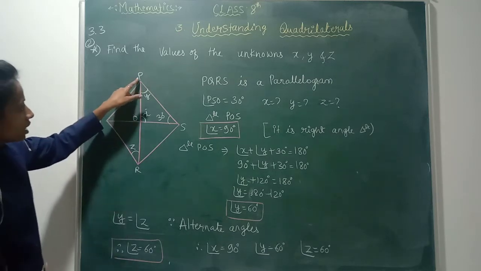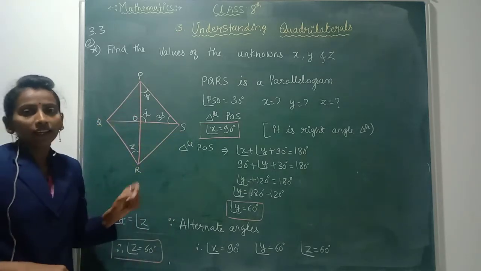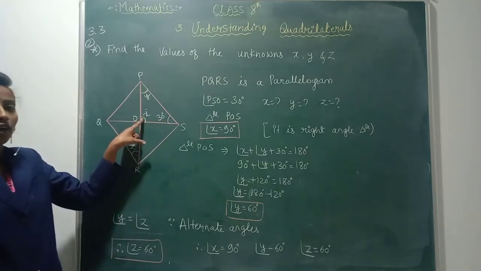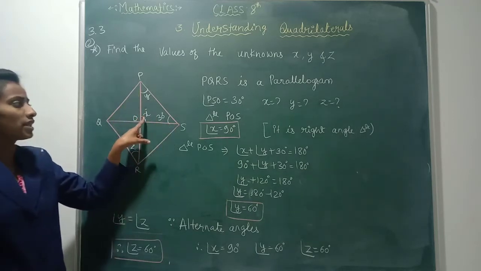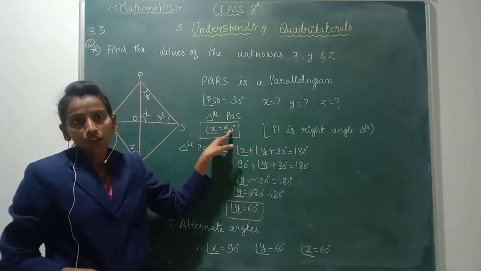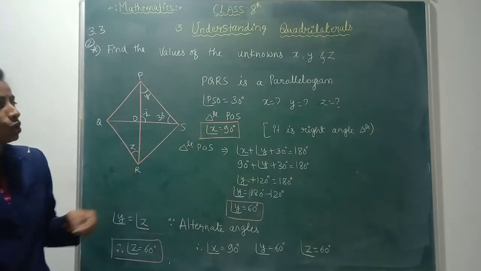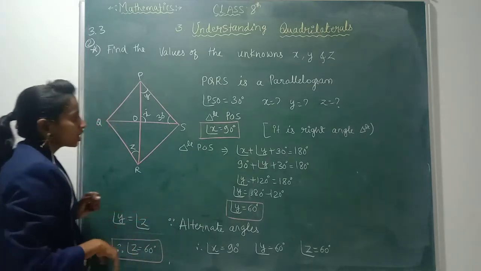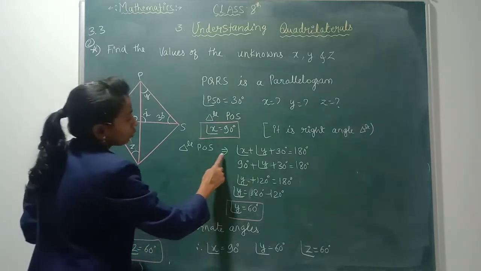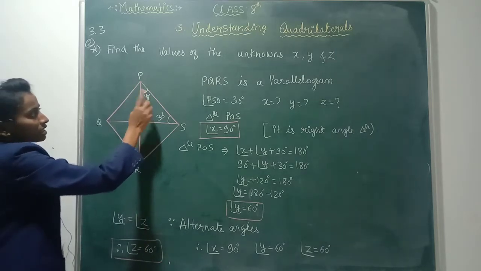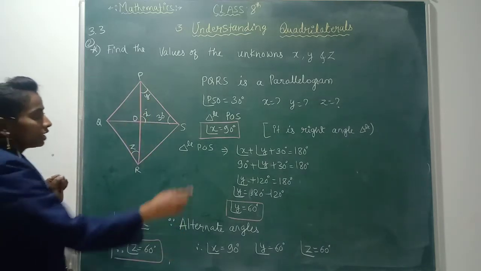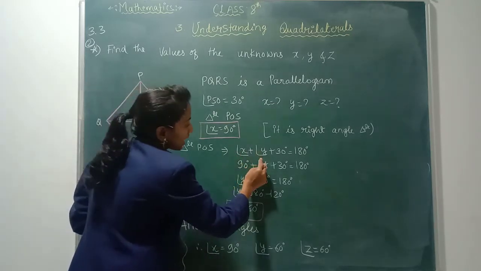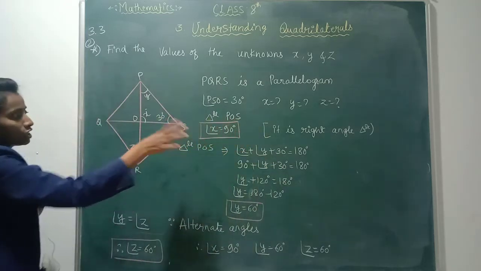See here, students, POS is a right angle triangle, and here 30 degrees is already given. What is the value of X here? It is a right angle, so X will be 90 degrees. So the first value we got is X equal to 90, because POS is a right angle triangle. In triangle POS, X we have already found, so we are finding the Y value. In triangle POS, only X and Y are there. So angle X plus angle Y plus angle 30 is equal to 180 degrees.